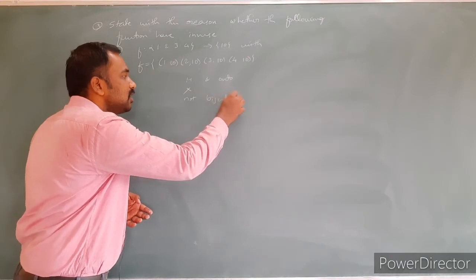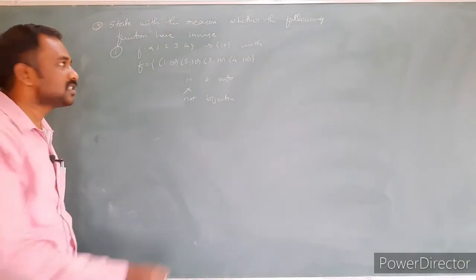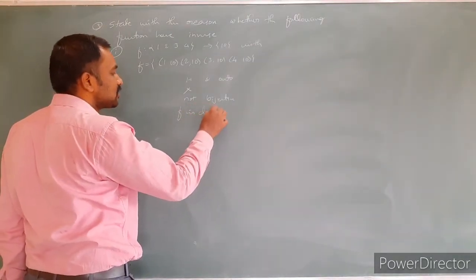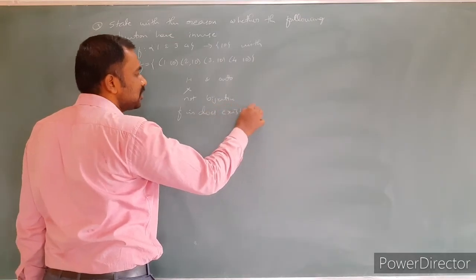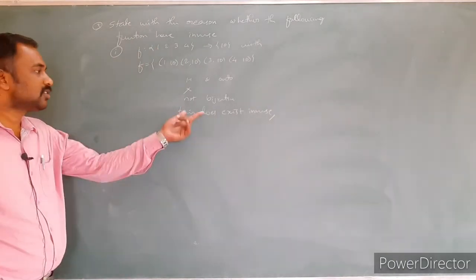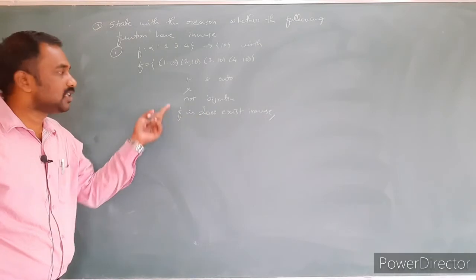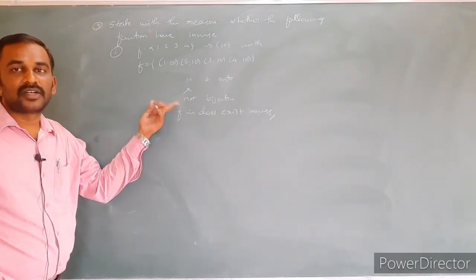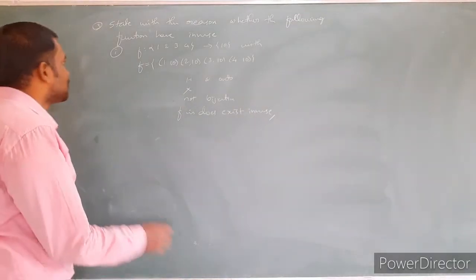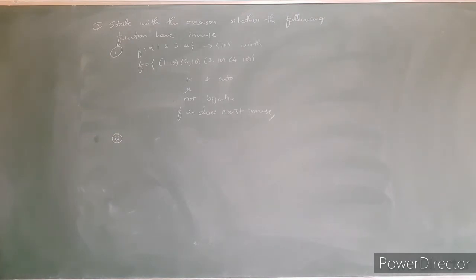There is no need to check the onto. It is not bijective, which is nothing but f does not have an inverse. With reason, I have just given the conclusion: f does not have an inverse. What is the reason? Why does it not have an inverse? Because it is not bijective. Why is it not bijective? Because it is not one-one. That's all. Very simple.